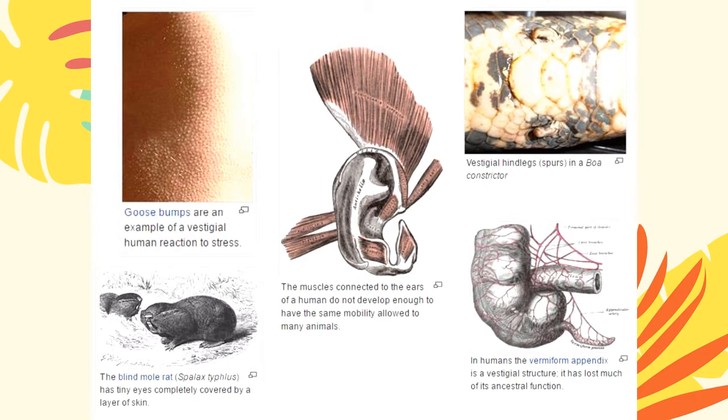And then the blind mole rat still has tiny eyes, completely covered by a layer of skin, even if it does not use its eyes to view its surroundings. So why does it still have eyes? It means that its ancestor used to have eyes.